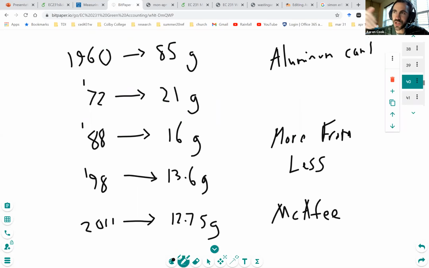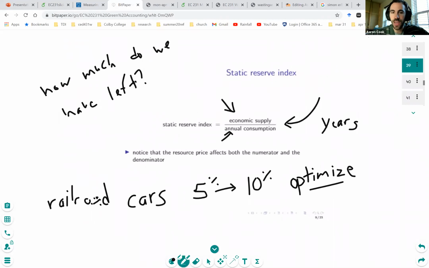No one's in charge of this process. No one is directing this process. Nobody is making sure that the amount of aluminum in the cans is falling over time. This is happening because companies are interested in not having to pay more for producing something than they actually have to. That's the case with railroad companies and freight companies, and it's also the case with beer manufacturers and soda manufacturers as well.